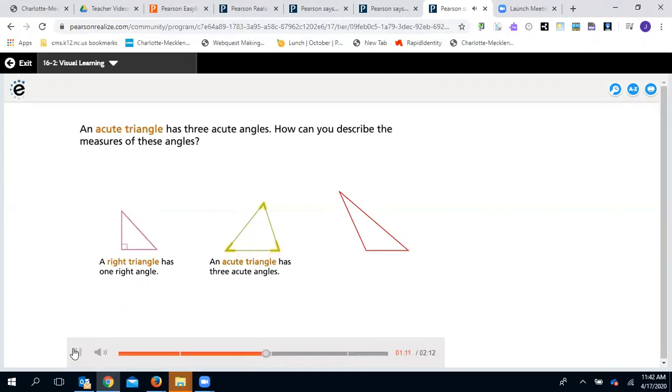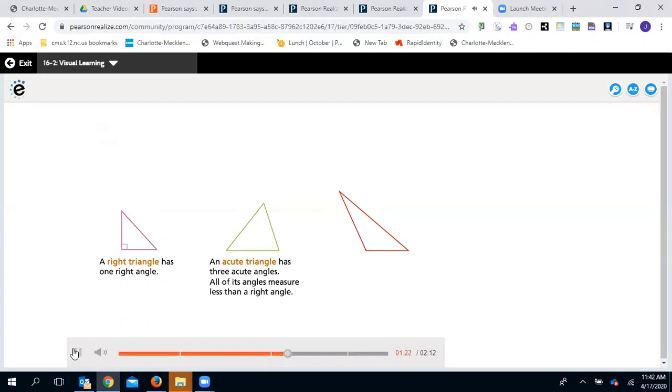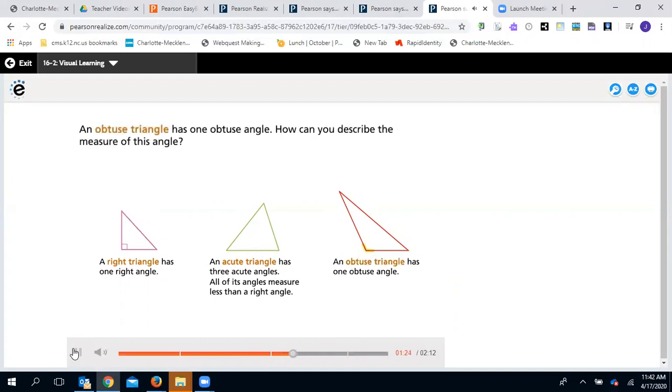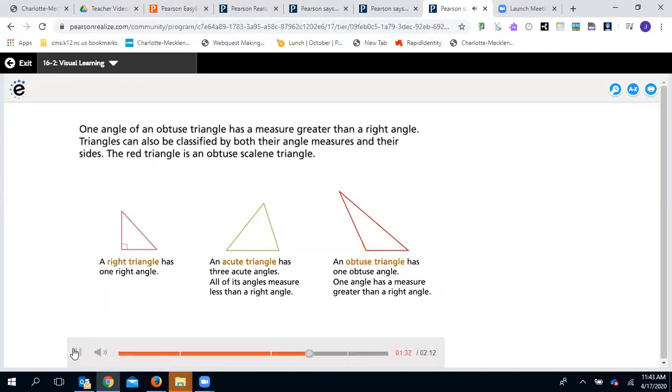How can you describe the measures of these angles? All of an acute triangle's angles measure less than a right angle. An obtuse triangle has 1 obtuse angle. How can you describe the measures of this angle? One angle of an obtuse triangle has a measure greater than a right angle. Triangles can also be classified by both their angle measures and their sides. The red triangle is an obtuse scalene triangle.